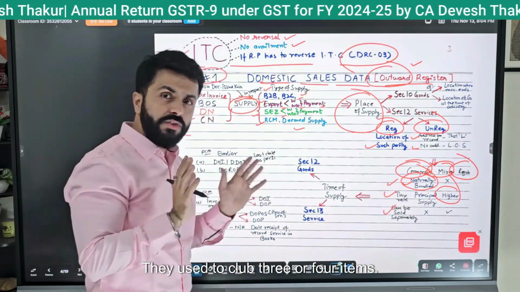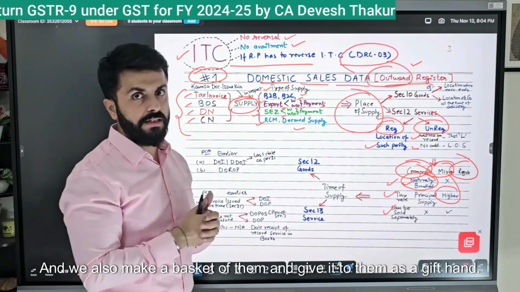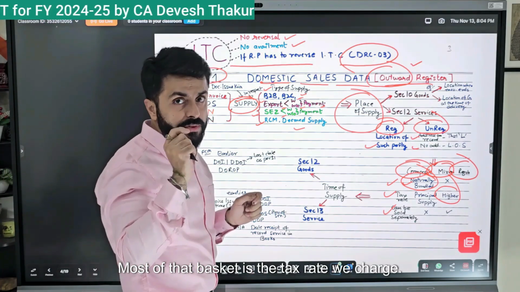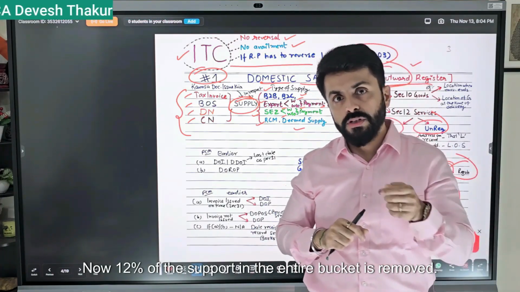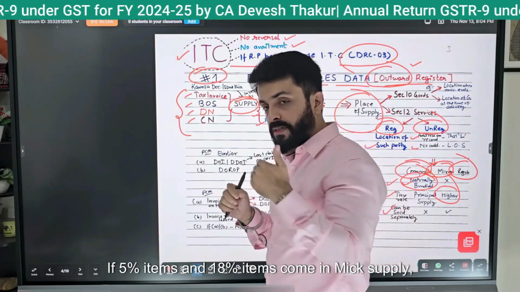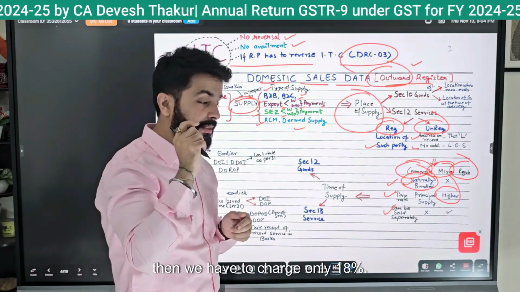They used to club 3 or 4 items. We also make a basket of them and give it as a gift hamper. What is the tax rate on it now? Most of that basket is charged at the tax rate we charge. If 5% items and 18% items come in mixed supply, then we have to charge only 18%.